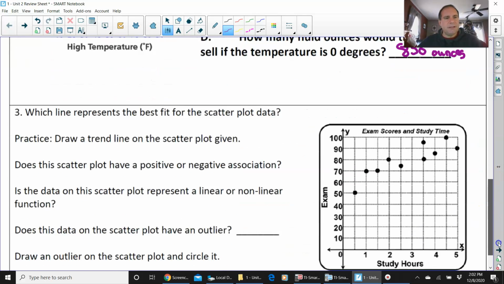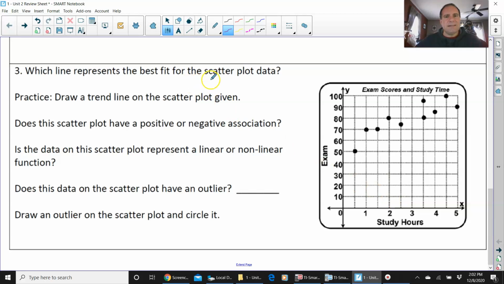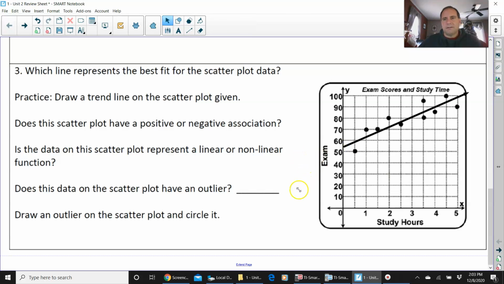And that's number 2. Number 3, which line represents the best fit for the scatter plot? In practice, draw a trend line on the scatter plot given. So I'm going to draw my trend line. I'm going to go from here to here. Right in the center of all of those points. Right, that's my trend line, and I think that is a good trend line. To the center of all the points.